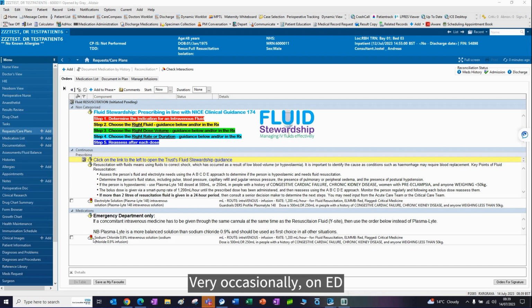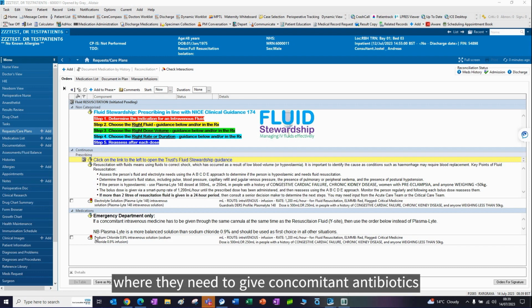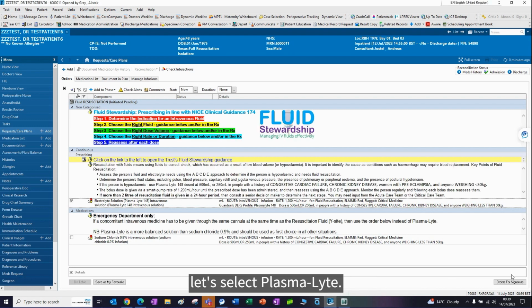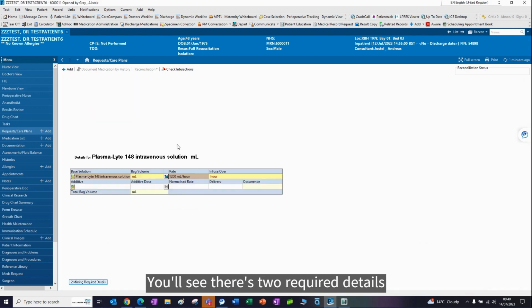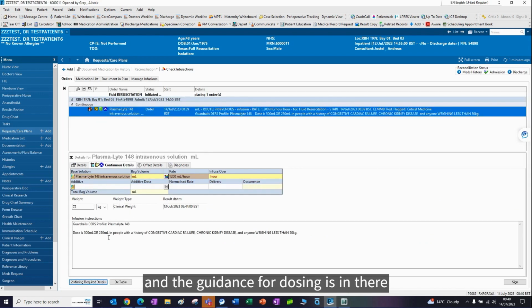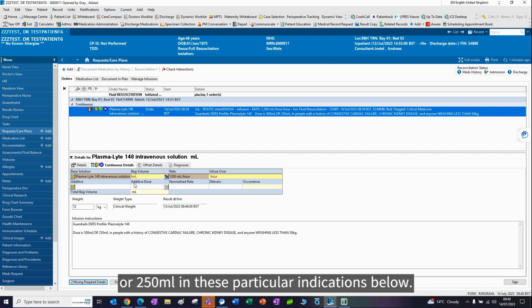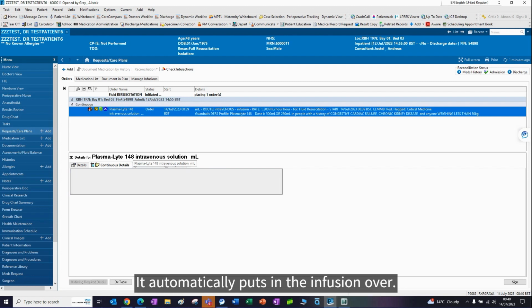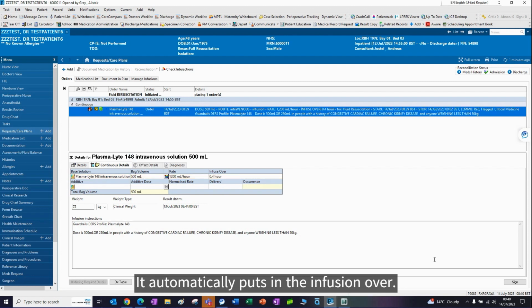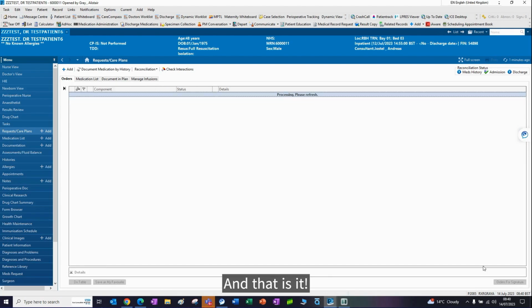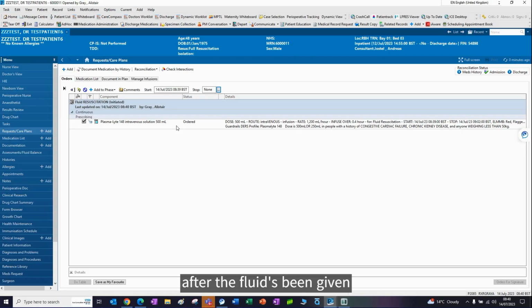Very occasionally on ED, where they need to give concomitant antibiotics through a Y site and need fluid compatibility, they use sodium chloride, a select plasmolyte. We can see there's two required details, and the guidance for dosing is in there. So we'd use 500 mils for most people, or 250 mils in these particular indications below. So let's type in 500 mils. It automatically puts in the infusion over, click sign, and that is it. The patient will need reassessing after the fluid has been given to determine if a further dose is required.